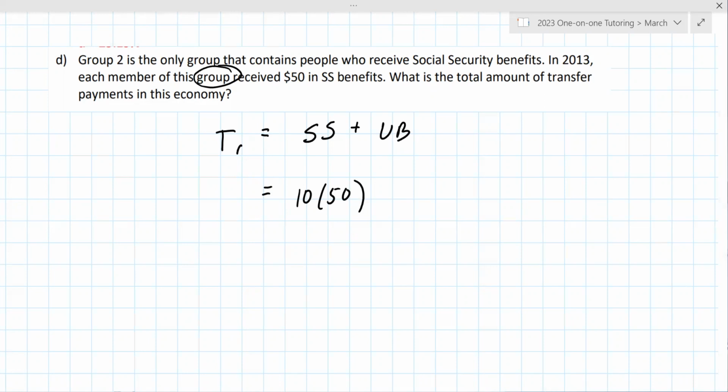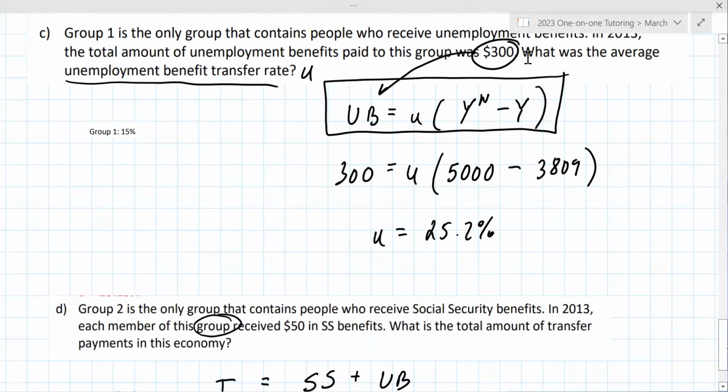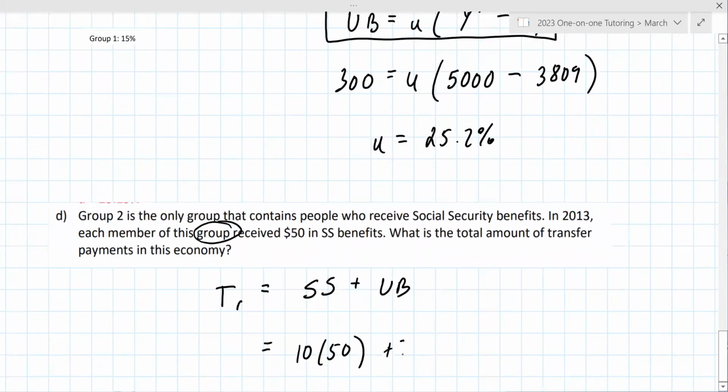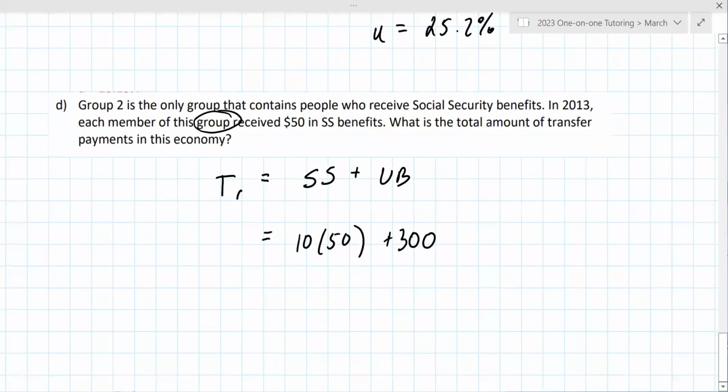Where do we get the previous one? In the previous problem, it said the amount for the whole group was $300. So it's not 10 times 300. It's just the 300 from the unemployment benefits, because it's asking for the economy. Got it. 800. Group one is the only one that gets unemployment benefits. Group two is the only one that got Social Security. That makes sense.